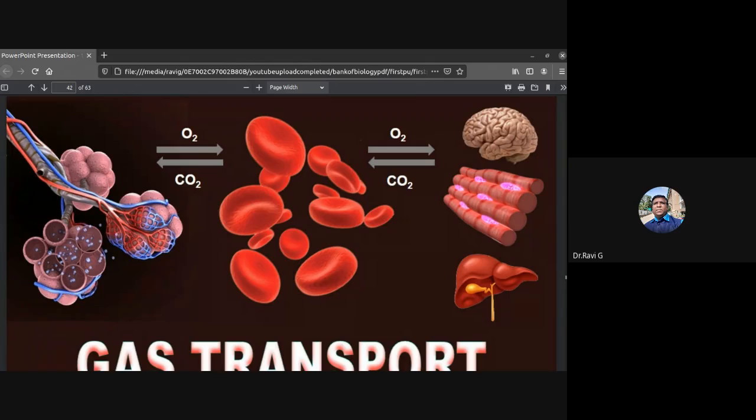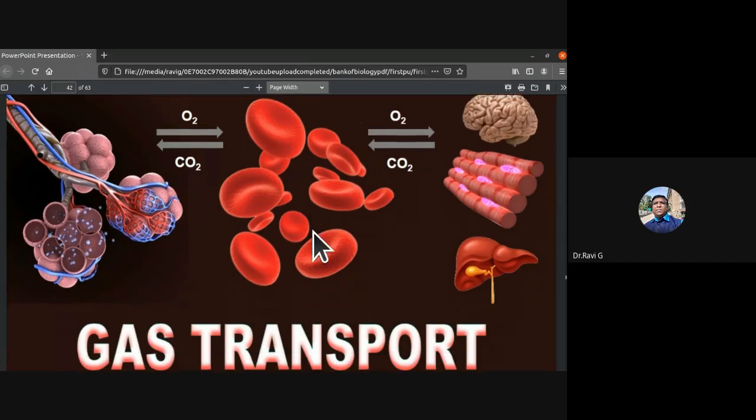Okay. So, dear students, in today's class, what we will be doing is having a discussion of gaseous transport. How are the respiratory gases transported in our body? In the previous class, we had discussed the exchange of gases. Now we'll be discussing the transport of these respiratory gases.